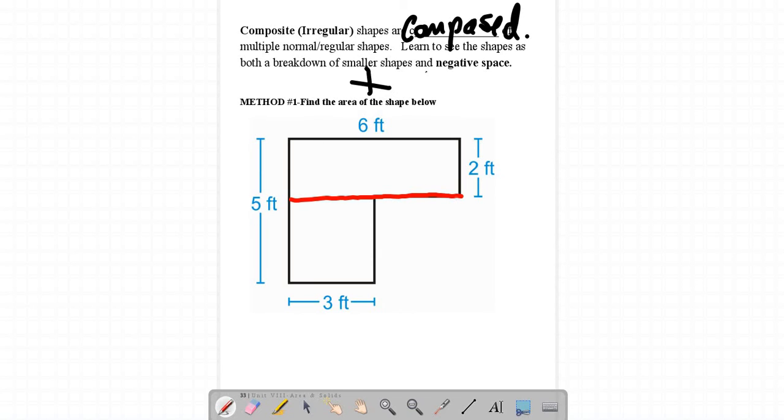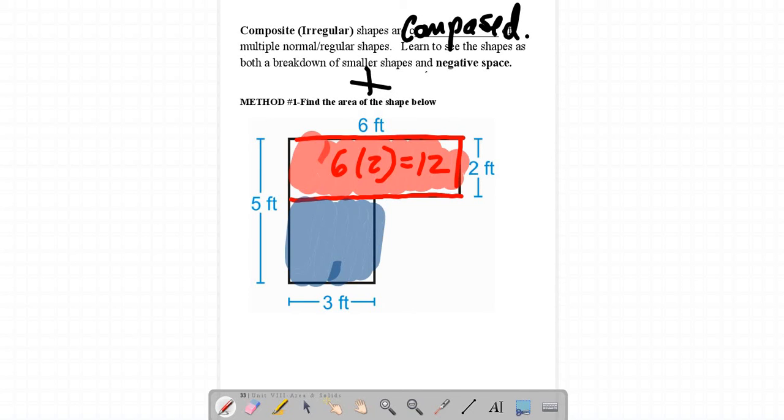We're getting there. Okay, so step 1. Let's go ahead and we're going to find the area of the red. Please don't shout out answers. Let's just do the work here. Okay, this one is going to be 6 times 2, of course.